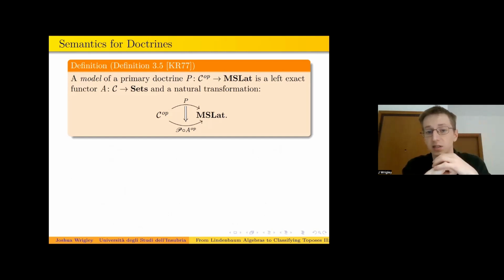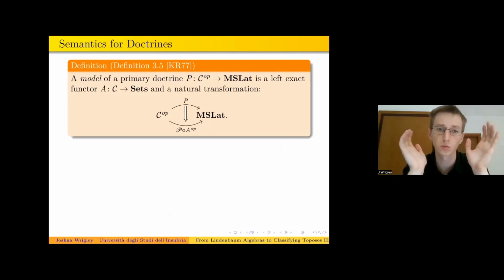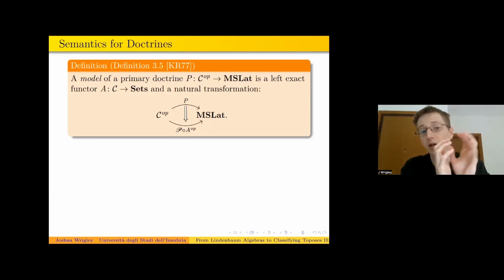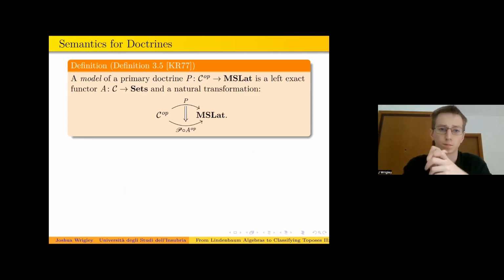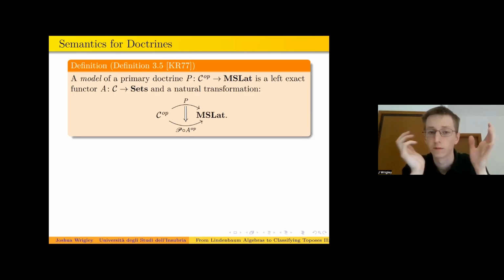Curly P is the power set functor. So the functor A is assigning to each of our types a set, and we're now picking a meet semilattice homomorphism from our fiber of propositions to the power set of the set. Because we've got meet semilattice homomorphisms and A has to be left exact, this is going to preserve all of the conjunctions present in the theory of the doctrine P.